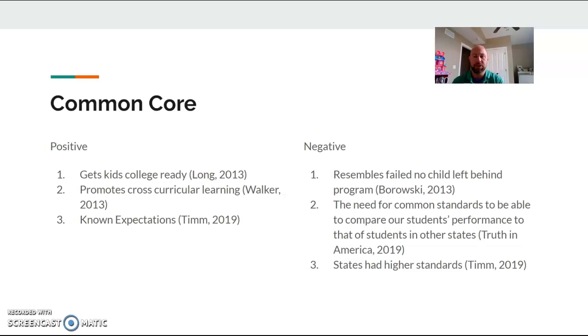After researching and looking at this for several days now, I came up with a couple that we talked about that you suggested, and a couple that I have on my own. So number one, as far as the positives, we're getting our kids college and career ready. We got the article from Long in 2013. The things that we are doing now are looking to get these kids ready for college.